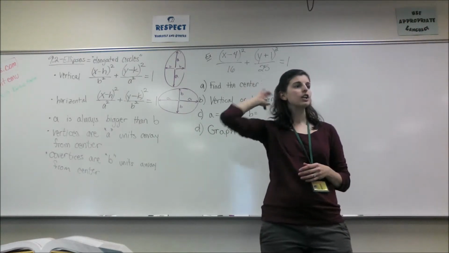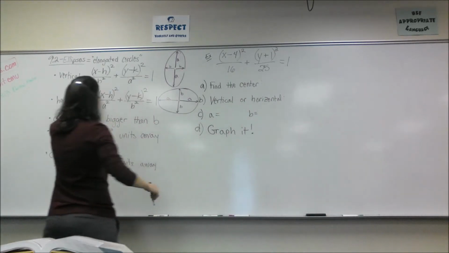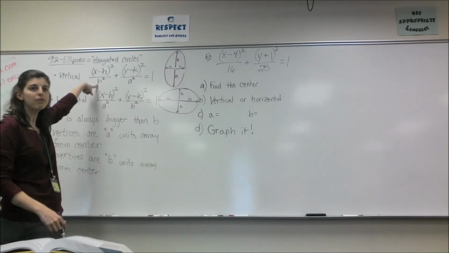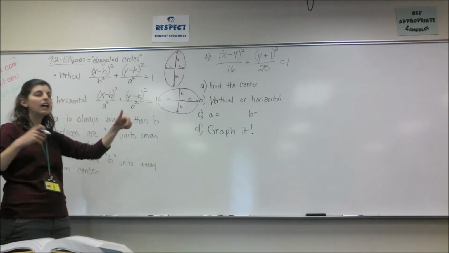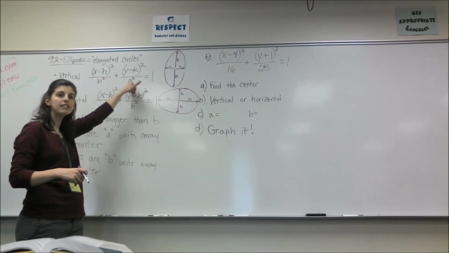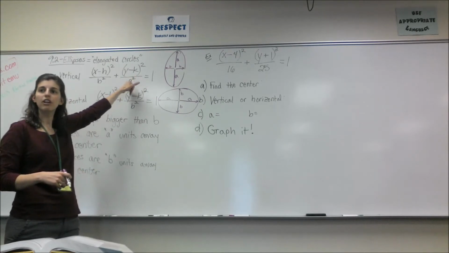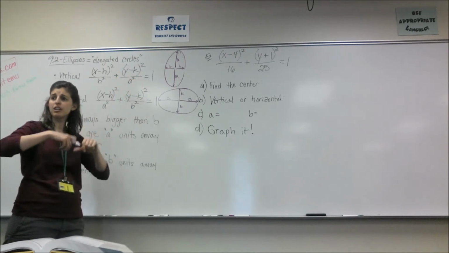You're going to go the amount of units, the square root of the number underneath x, away from the center in the x direction, which would be horizontally. And you're going to go the square root of the number underneath y in the vertical direction.